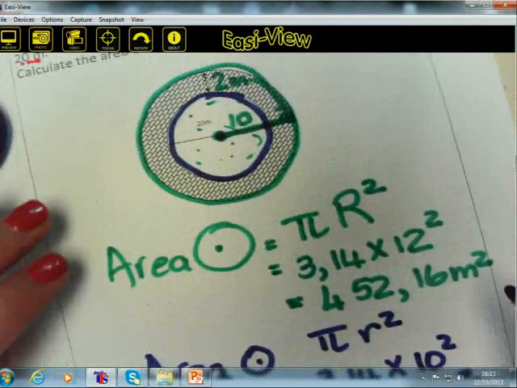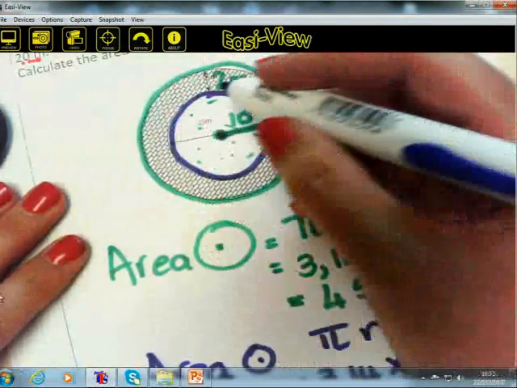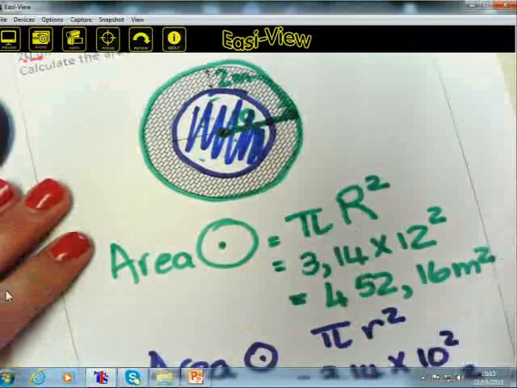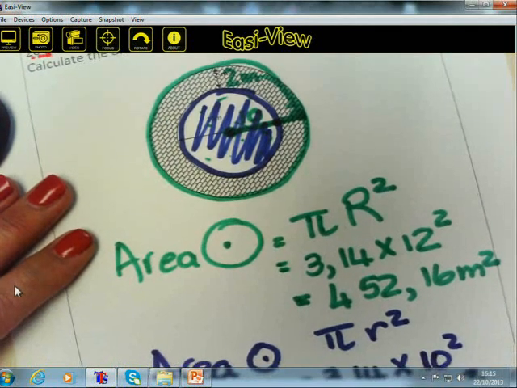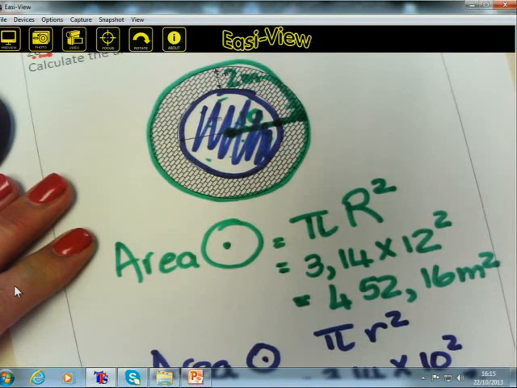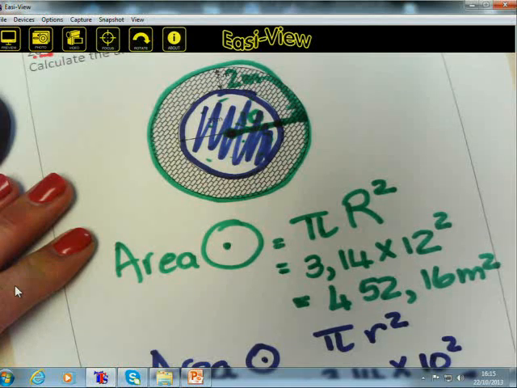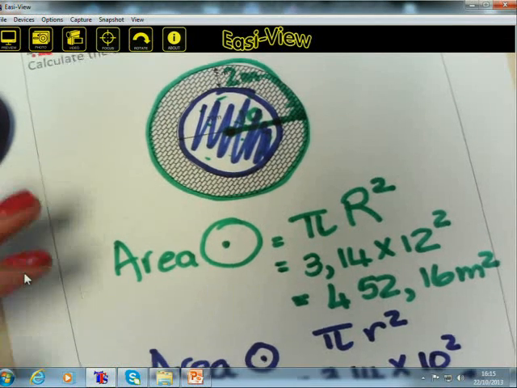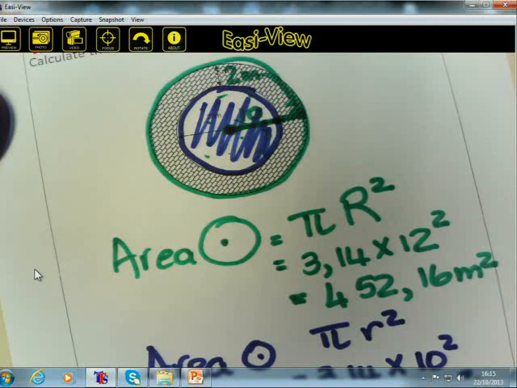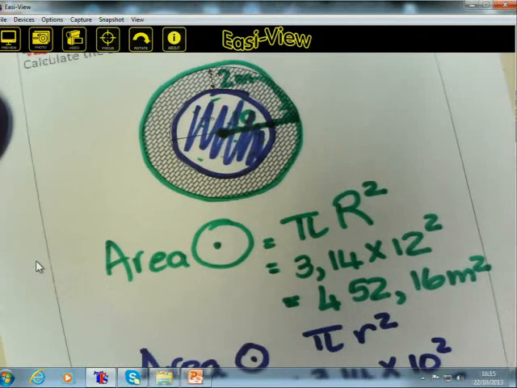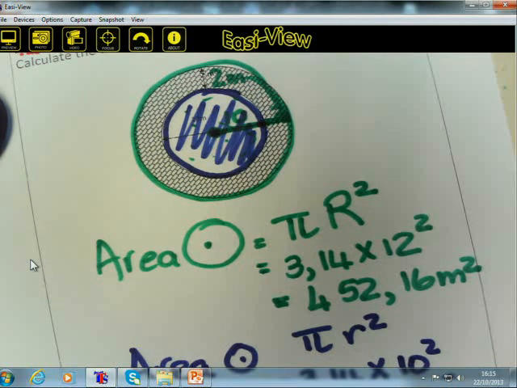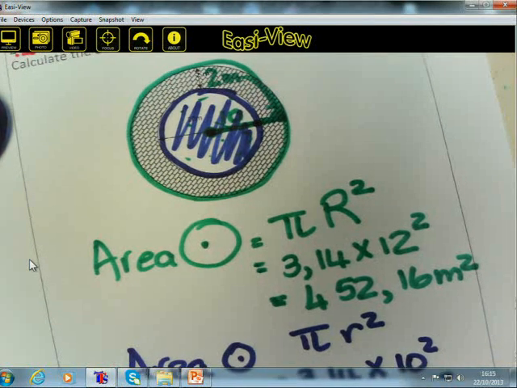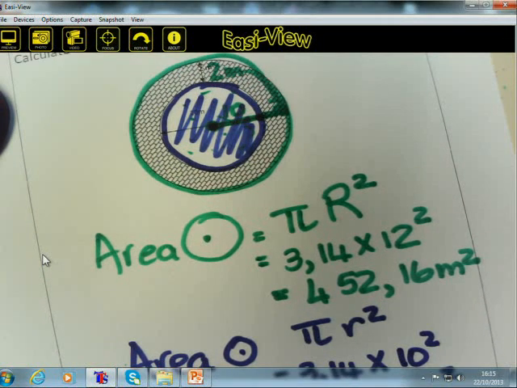Now I want the area of the path. In other words, this part must be thrown away. So I will cut it out. I will throw it away. So what will happen? I'm going to take the area of the big circle minus the area of the small circle, and that will give me 452,16 minus 314, and the answer is 138,16 meters square.